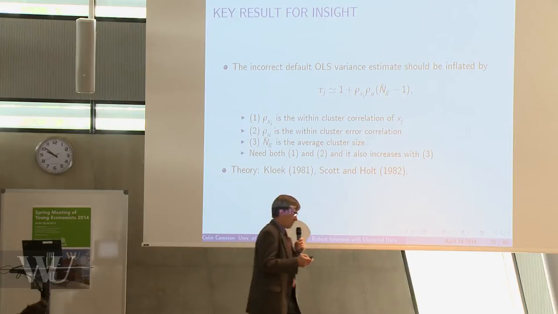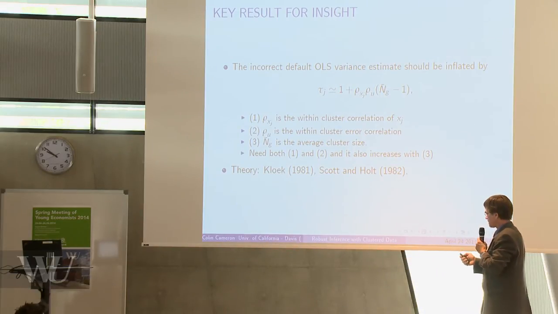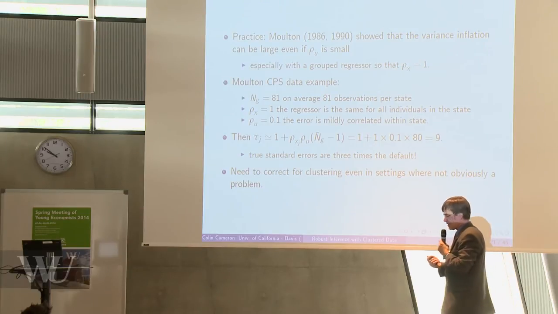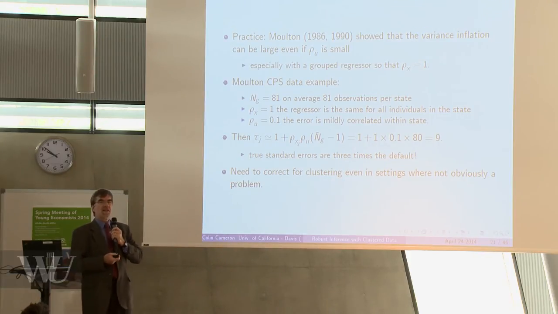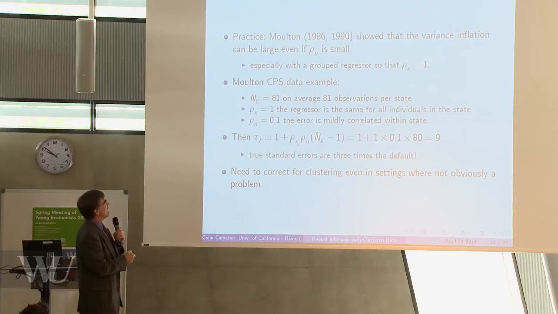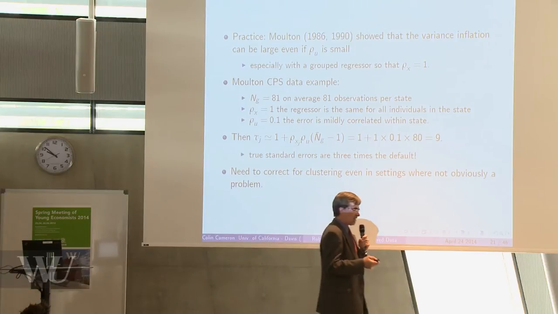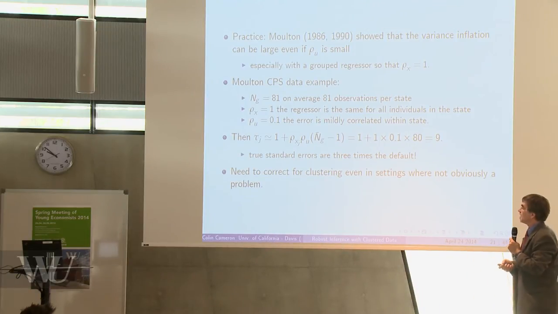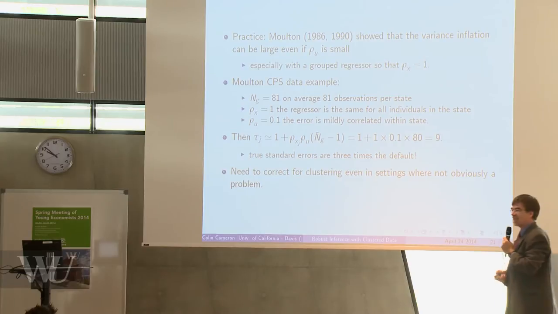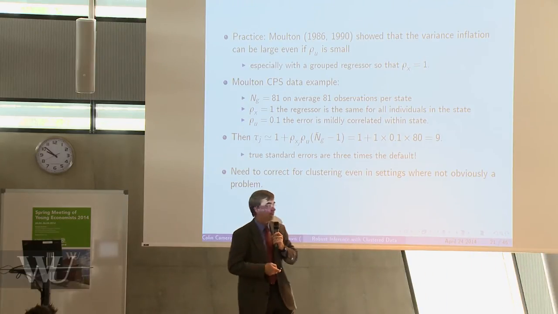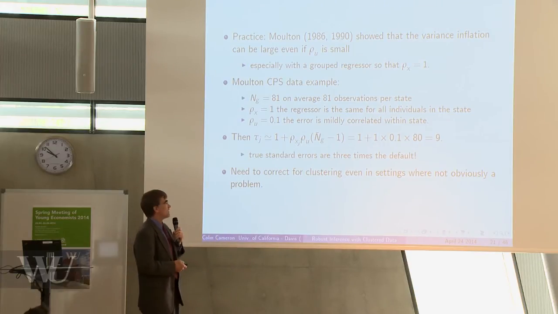Okay, and this result was in the econometrics literature in 81 and 82. If we go back to the Moulton example, Moulton illustrated the problem using data from the Current Population Survey. And when we round his numbers, there were, on average, 81, I'm choosing nice numbers, 81 observations per state. The regressor was invariant within state. And in his example, the error correlation within state was 0.1. Okay, and we crank it through and we get the same thing, right? The standard errors are out by a factor of 3 if you fail to cluster robust on state.